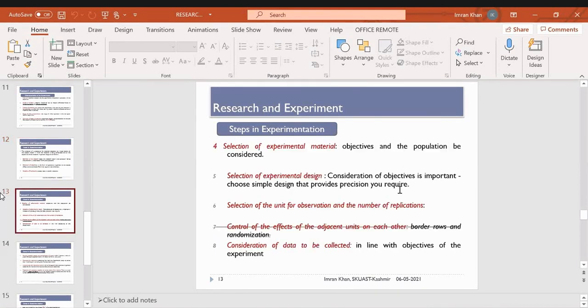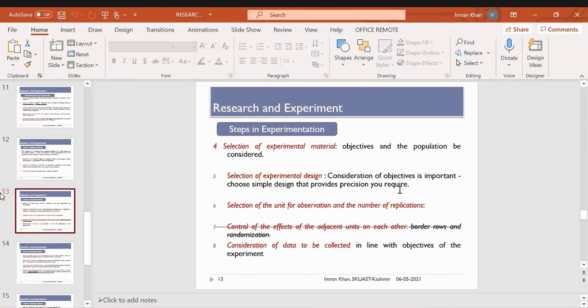See, once you have treatments with you, you need to apply those treatments. So where you will apply those treatments, that we call experimental material, where you will test your treatments, where you will test your drugs. So selection of experimental objects and the population must be considered. Whether your experiment is on animals, on plants, or on humans, that will be your experimental material.